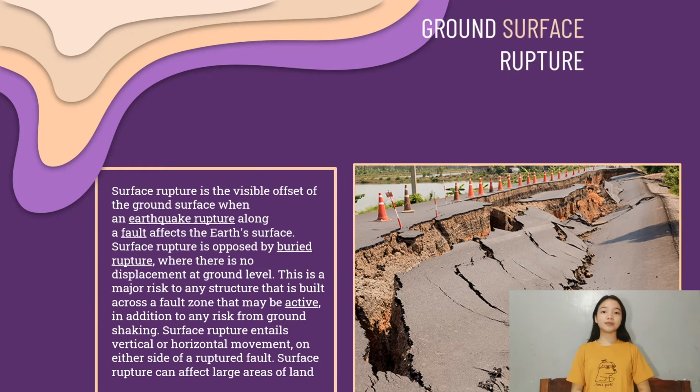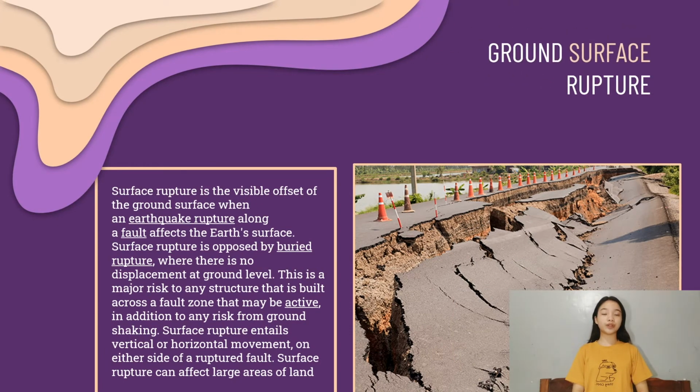Now moving on to the second primary hazard of an earthquake, we have what we call ground surface rupture. Surface rupture is the visible offset of the ground surface when an earthquake rupture along a fault affects the Earth's surface. Surface rupture is opposed to buried rupture, where there is no displacement at ground level. This is a major risk to any structure that is built across a fault zone that may be active, in addition to any risk from ground shaking. Also, surface rupture entails vertical or horizontal movement on either side of a ruptured fault. Surface rupture can affect large areas of land.